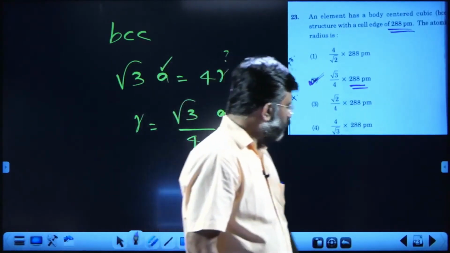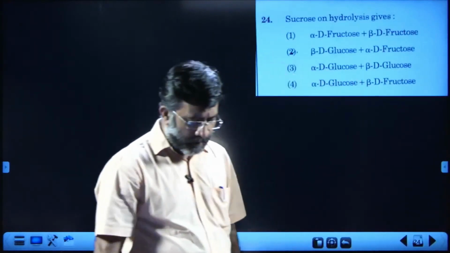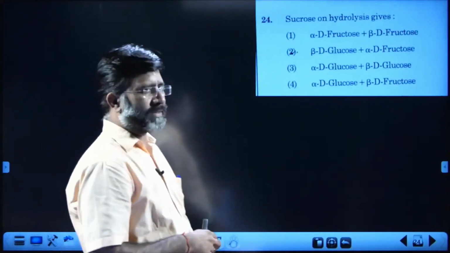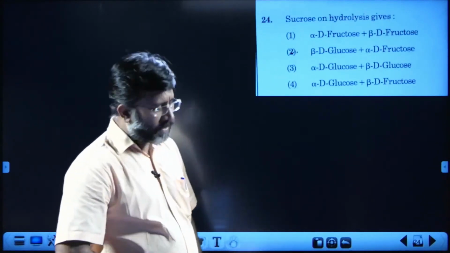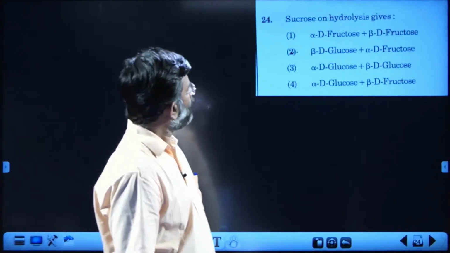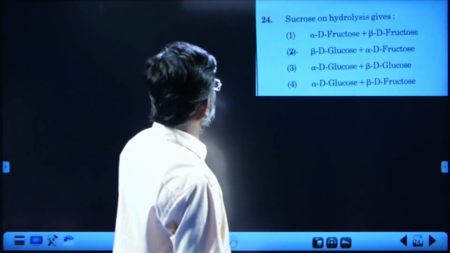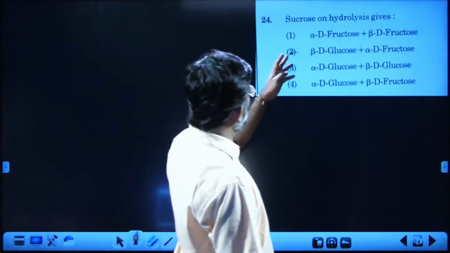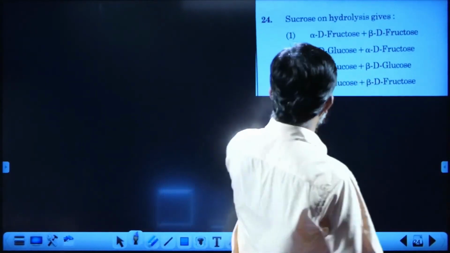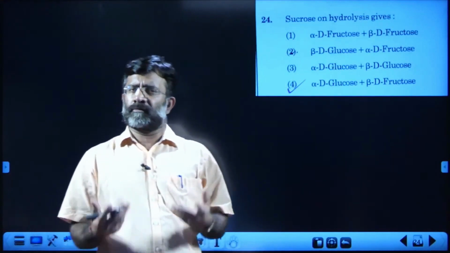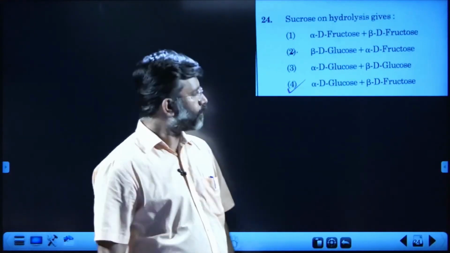Question number 24. Sucrose on hydrolysis gives... Elementary question. It is alpha D glucose and beta D fructose. Fourth choice. Elementary question, fundamental question, direct question.